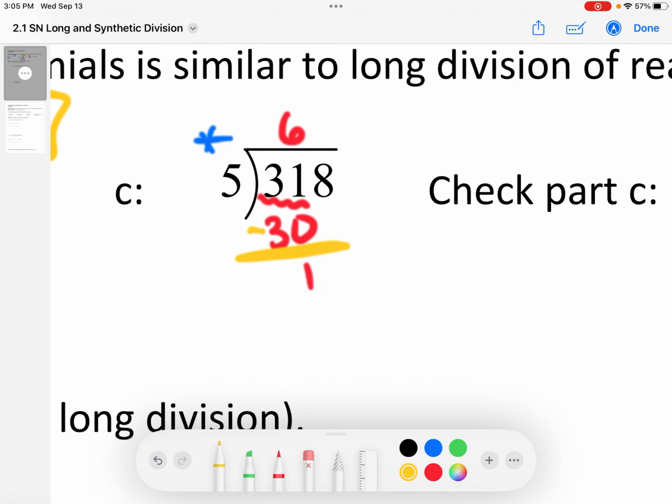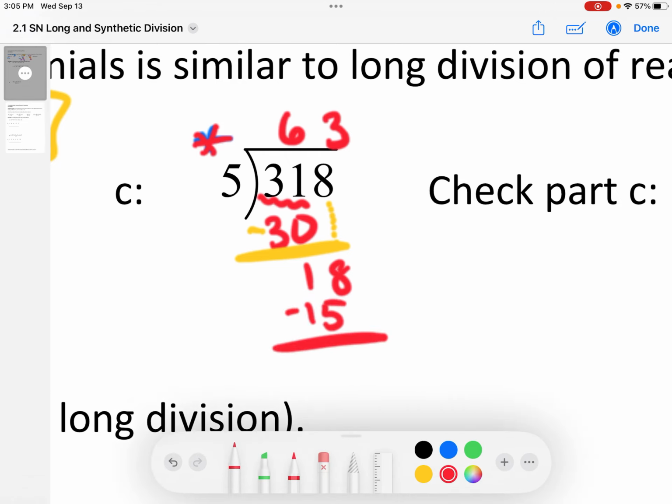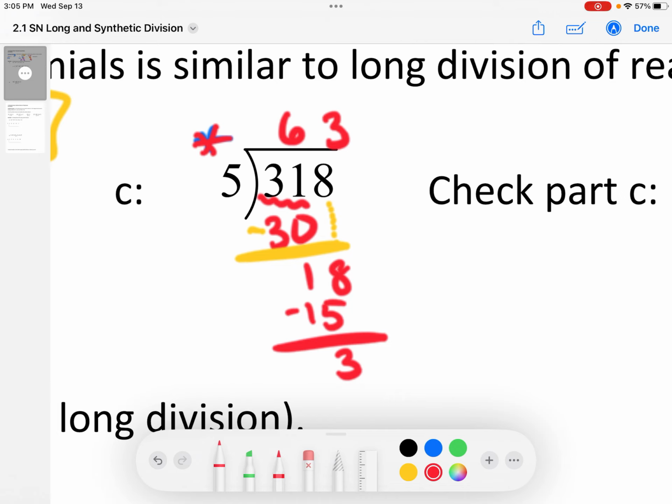We're not done here because we still have another digit. So we bring down that 8. And now we're looking at how many times 5 goes into 18. 5 goes into 18 3 times. Multiply 3 times this 5 is 15. Subtract, we get 3. That is our remainder. So 63 remainder 3 is the answer to that division.